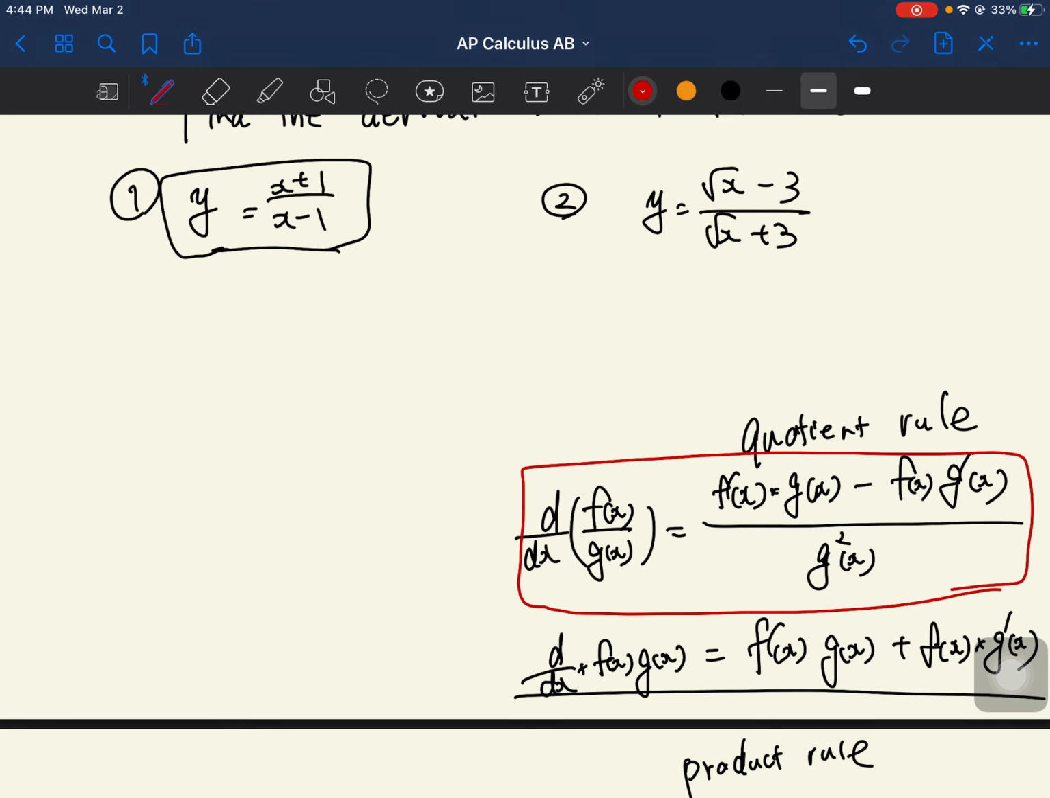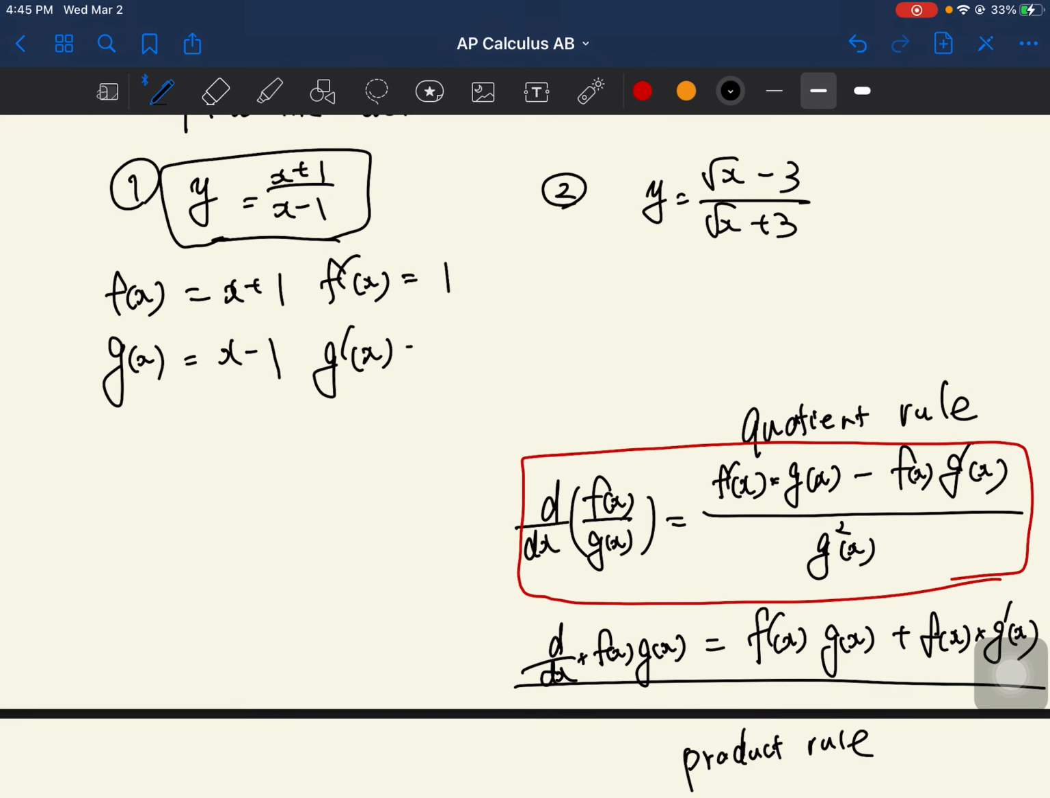What you have to do is technically the same as the product rule. You put f of x as, let's say, the top part, x plus 1. You also have to find the derivative of this one, so f prime of x is 1. And g of x is x minus 1, and g prime of x is 1 again. So let's find the derivative of this whole function.